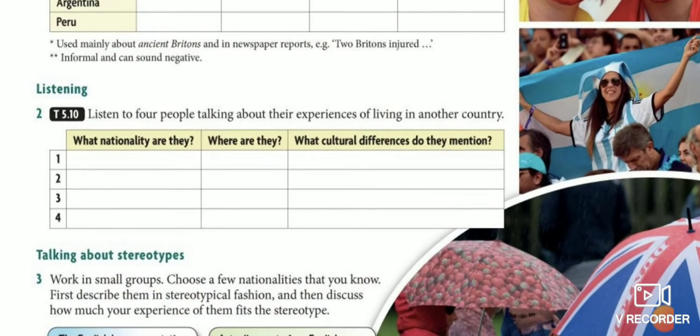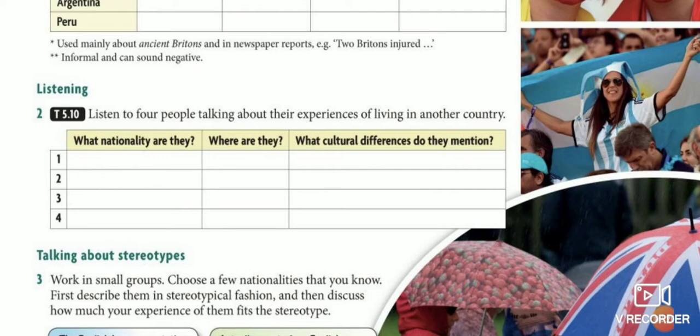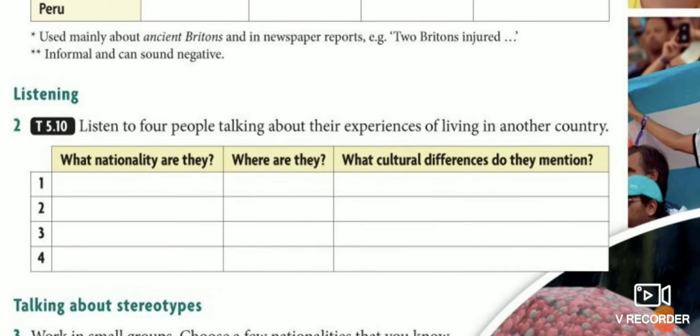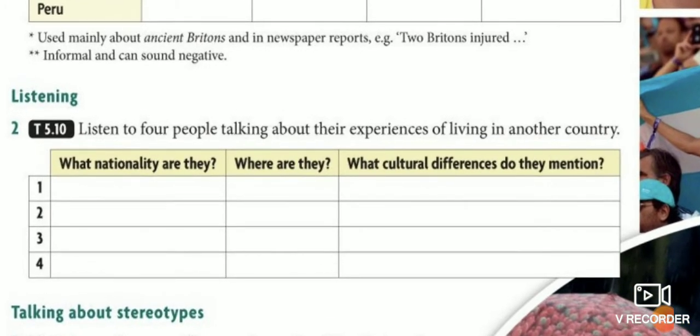Look at the listening. Listen to 4 people talking about their experiences of living in another country. Okay, so then you complete the chart. You have what nationality are they, where are they, and what cultural differences do they mention. Cultural difference, I think you understand, it means the difference in culture. Okay, now let's listen and complete the chart. Here we go. Tape script 5.10.